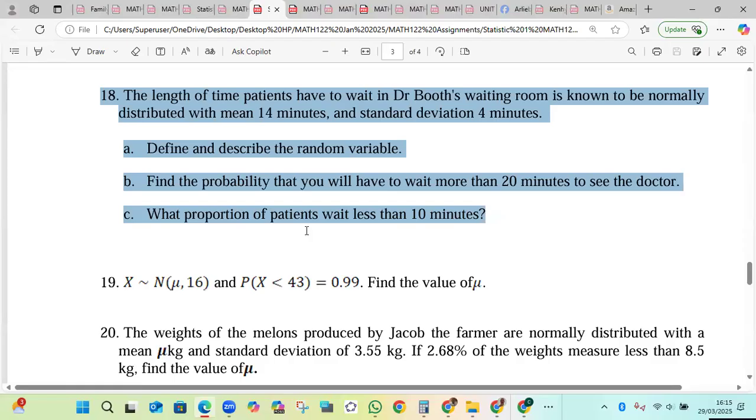So I hope this explanation helps you. Number 18.